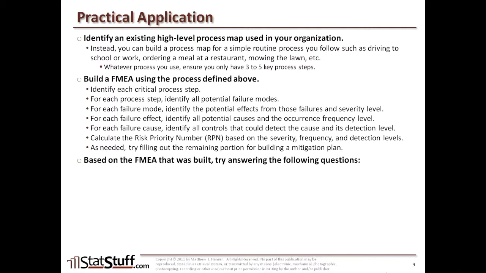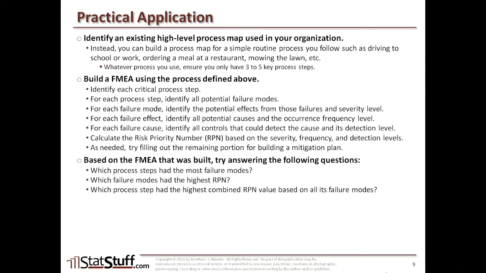Now, based off of this tool and how you built this out, try asking yourself the following questions. Which of those process steps had the most failure modes? And which failure modes had the highest RPN? And which process step had the highest combined RPN value based on all of its failure modes? Now, how do these results actually compare with the level of risk that you might have originally expected for this type of process? Well, that wraps up this lesson.